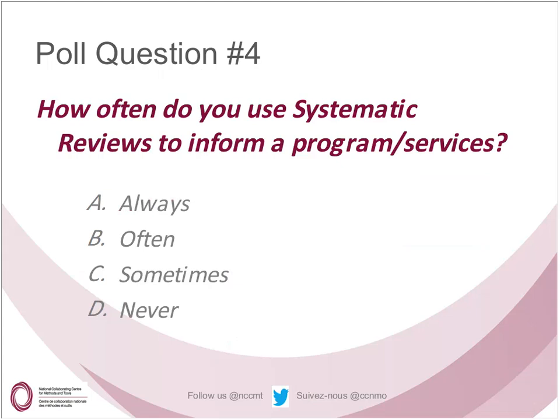Certainly one of the components that we focus on at the National Collaborating Center for Methods and Tools is how to help public health decision makers develop the knowledge, skill, and capacity that they need in order to use the best available research evidence, which is more than just systematic reviews, but of course systematic reviews would fall into that sphere.